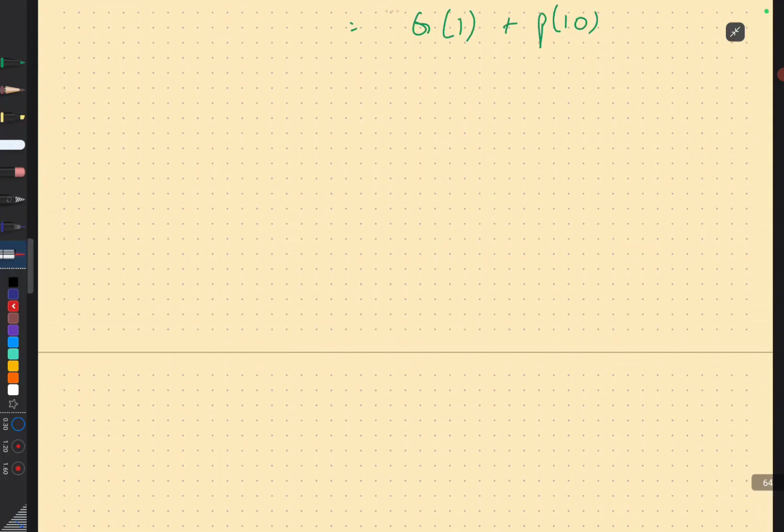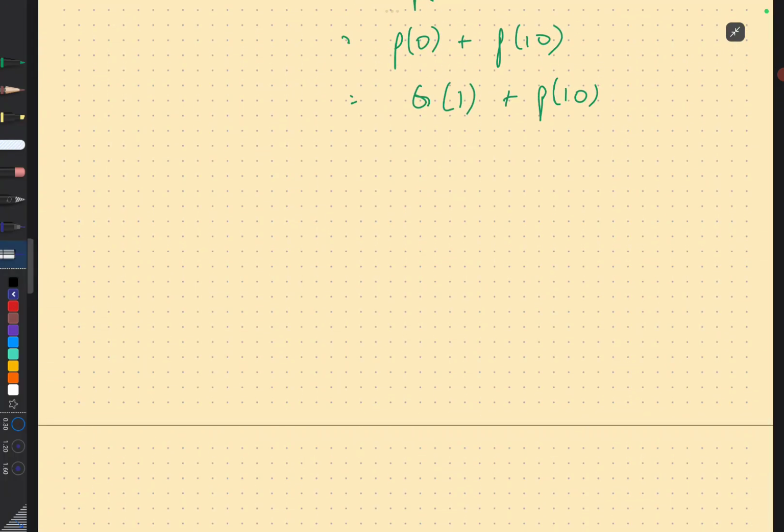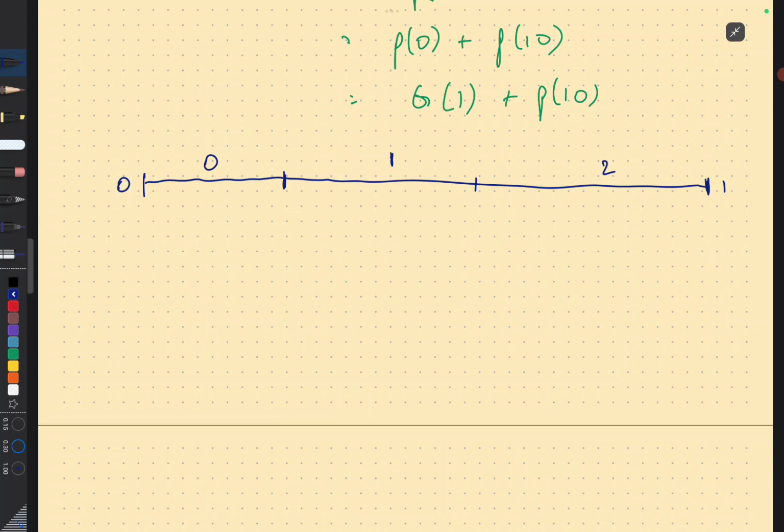All right, so a visual representation of this is the following. I start with the interval from 0 to 1. And then I partition this into three intervals corresponding to symbol 0, symbol 1, and symbol 2. The width of this interval is the probability of 0, the width of this interval is the probability of 1, and the width of this interval is the probability of 2.